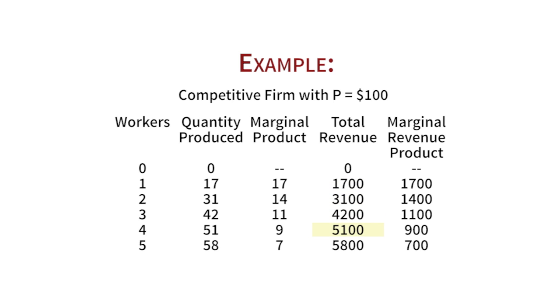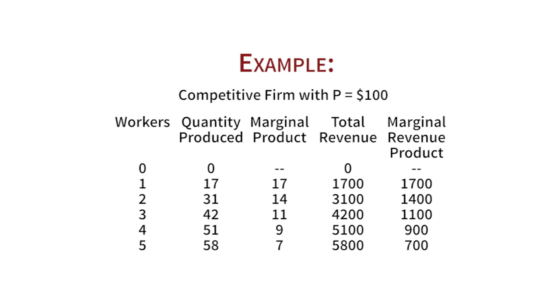As you increase the number of workers from 4 to 5, your revenue goes from $5,100 to $5,800. Your marginal revenue product is $700, the increase from $5,100 to $5,800. Marginal revenue product, note, is different than marginal product. Marginal product is the 3rd column.